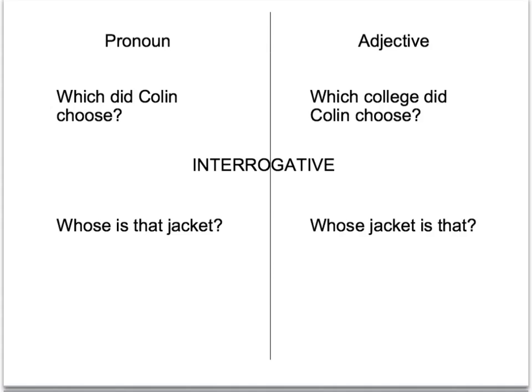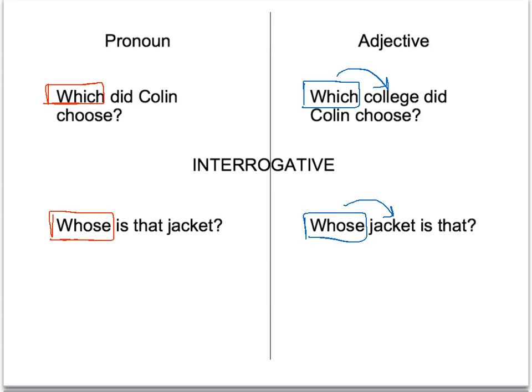Interrogative works in a very similar way. Interrogative pronoun: which to call and choose. We don't know what the which is right now, so it's standing in for the which. Same thing with whose is that jacket. Whose is standing in for it. We're not sure who it's talking about. On the adjective side, we can see that in both cases, the adjectives precede nouns: which college to call and choose, whose jacket is that? And of course, since they are the questions themselves, it tells us which college and whose jacket.